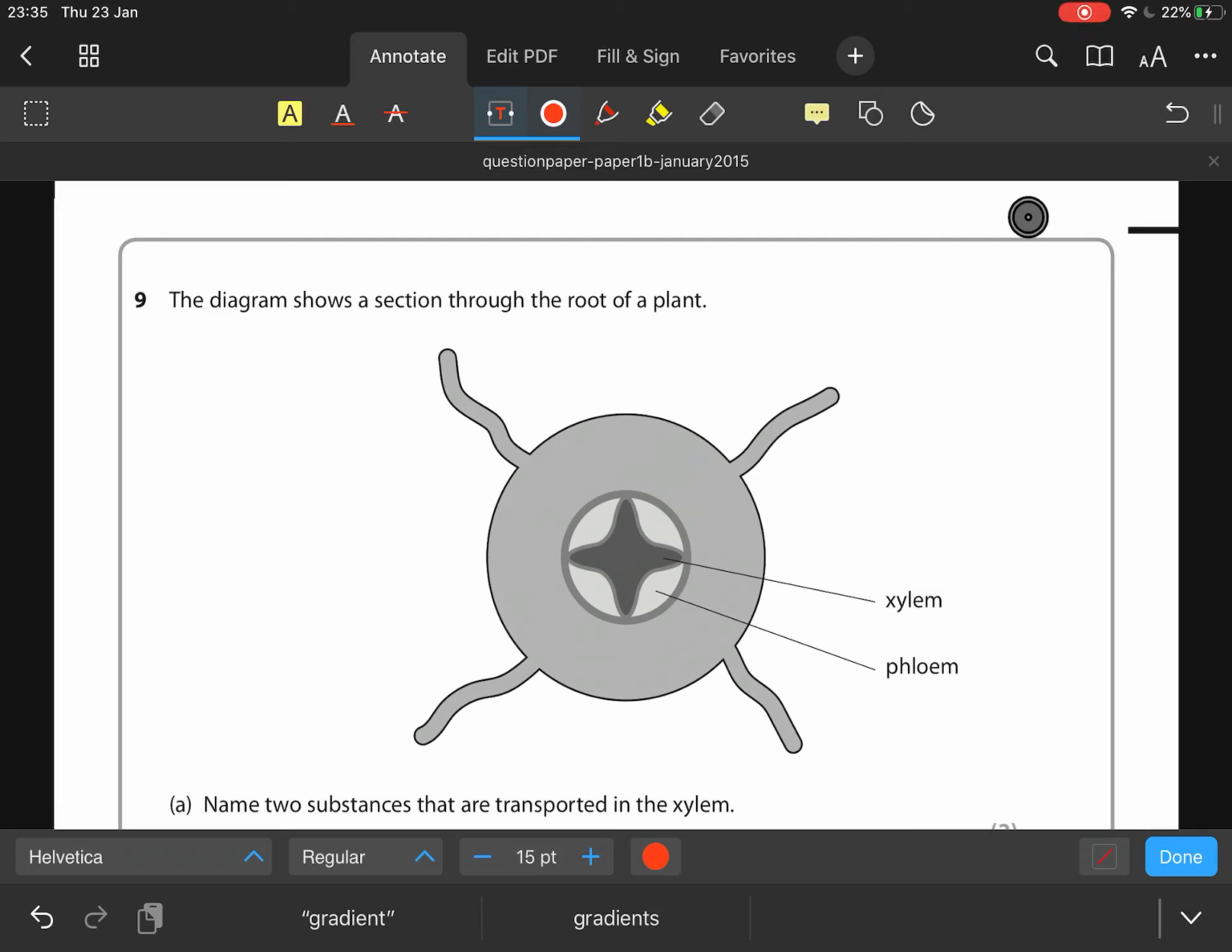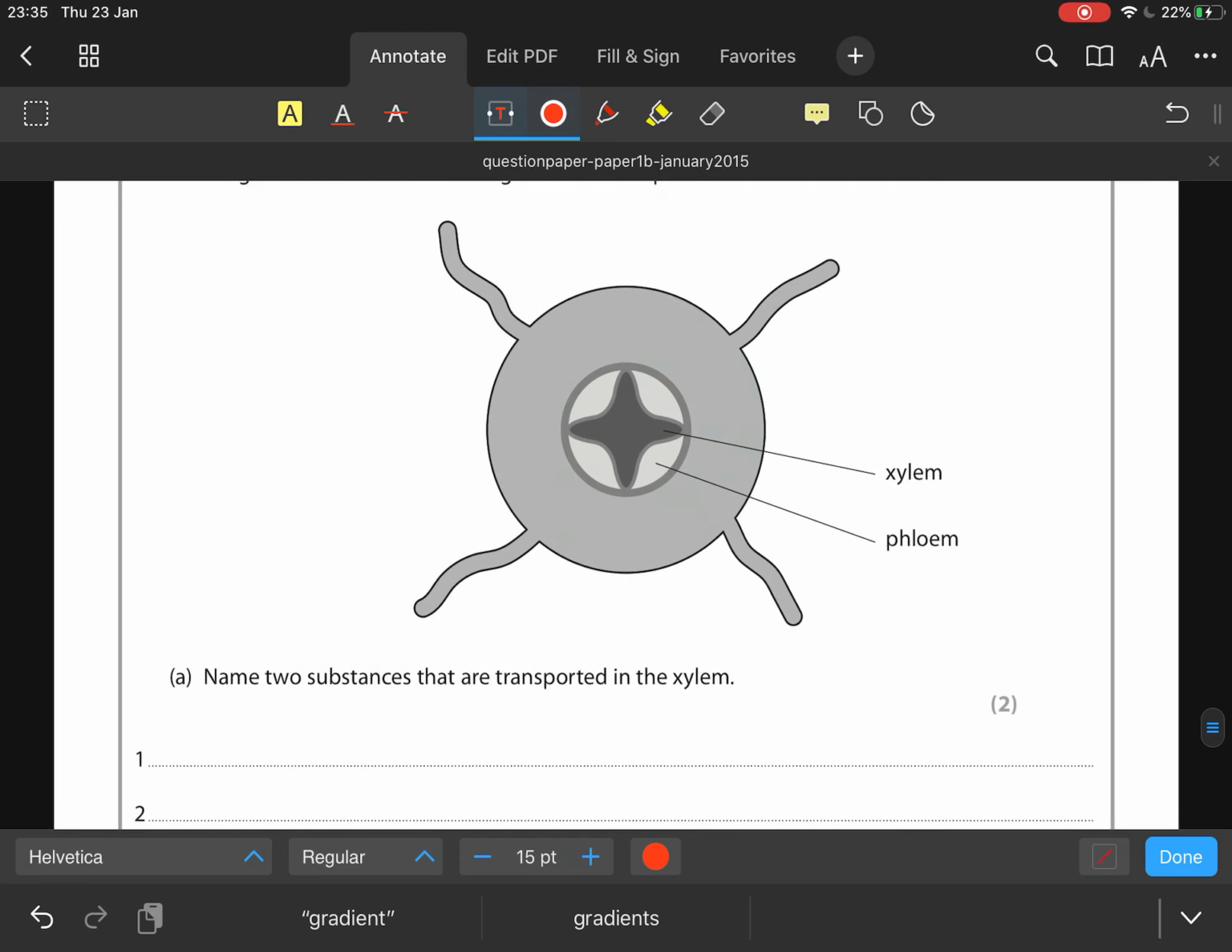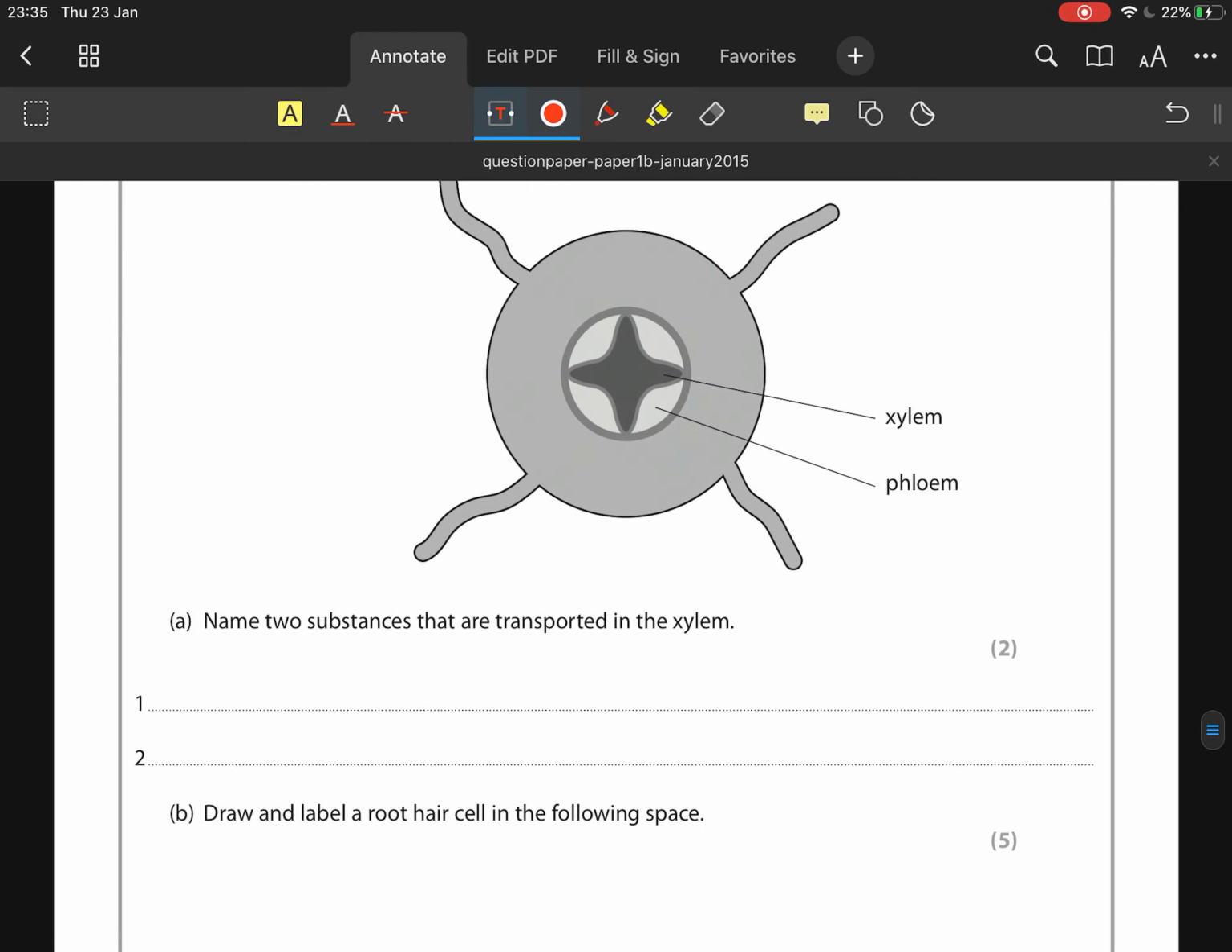Question 9, we're looking at the transport in plants. So this first part shows a cross-section through the root of a plant. It's labelled up, it's showing us what we need to know from there. The bit in the middle, a bit like an X, is the xylem, and the bits around the outside are the phloem there. First question, just some recall of knowledge.